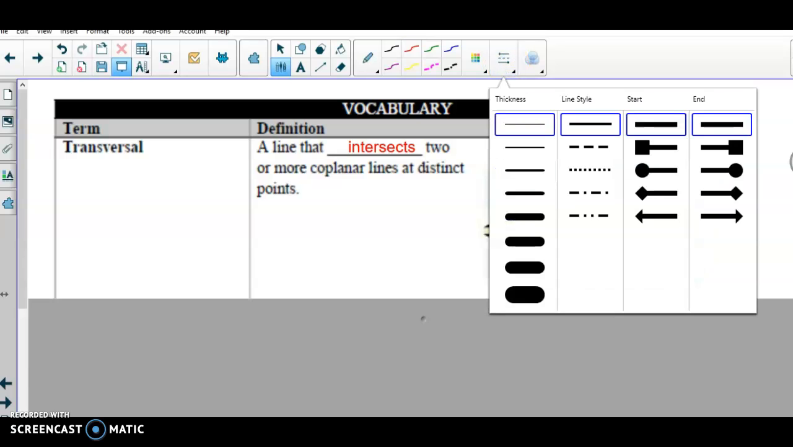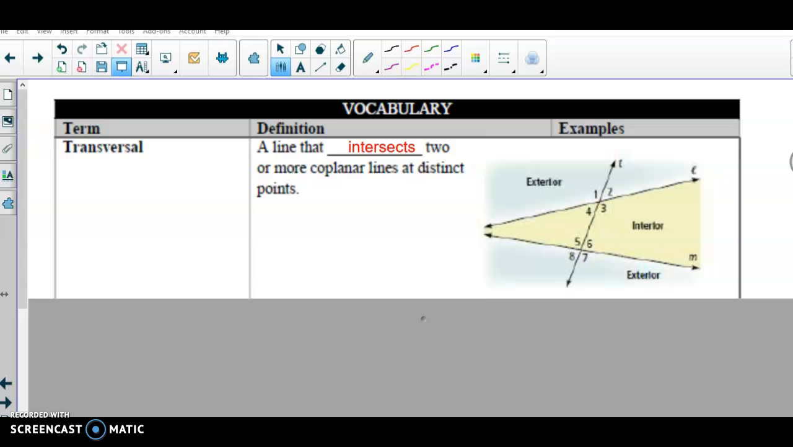3-1, Lines and Angles, Part 2. So in the first chapter, we talked about some different angle relationships. We talked about linear pairs, we talked about vertical angles, we talked about adjacent angles. We're going to add some more vocab to that today.